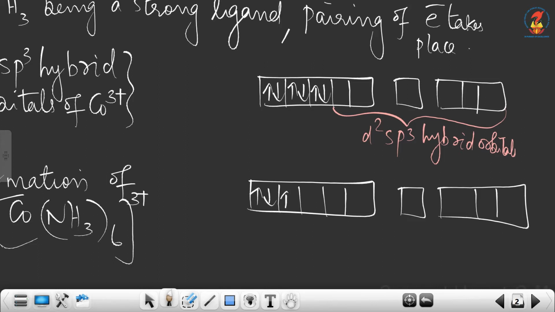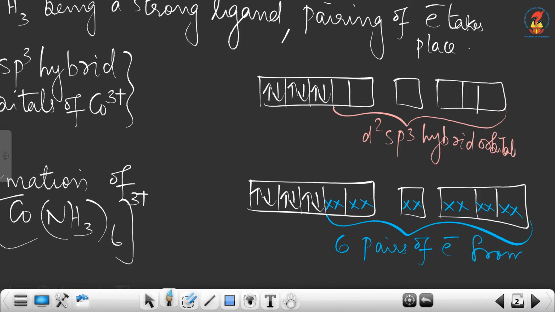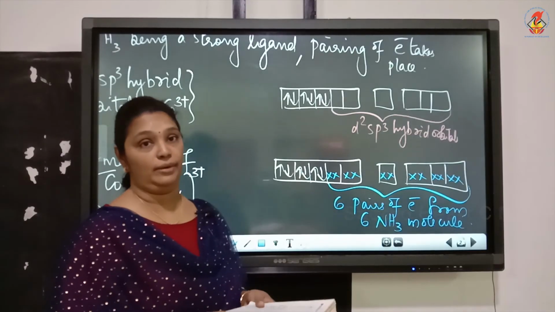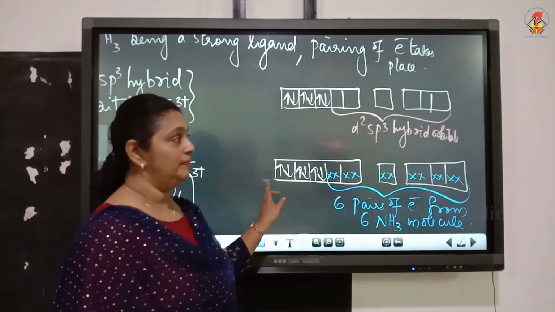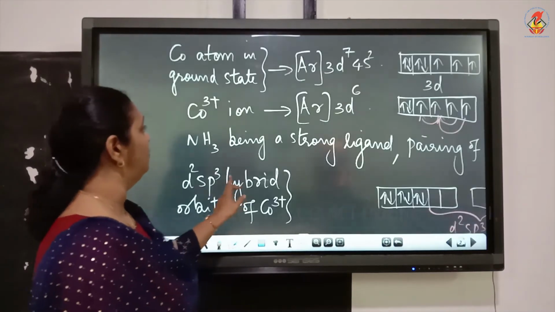Now here, you are going to show the electrons from the ligands. What are these? These are the 6 pairs of electrons from how many ammonia molecules? 6 ammonia molecules. That is our ligand. The ligand donates electron pairs to the vacant orbitals, the d2sp3 hybrid orbitals of the Co3+ ion. So this is how you show the hybridization on the basis of valence bond theory.